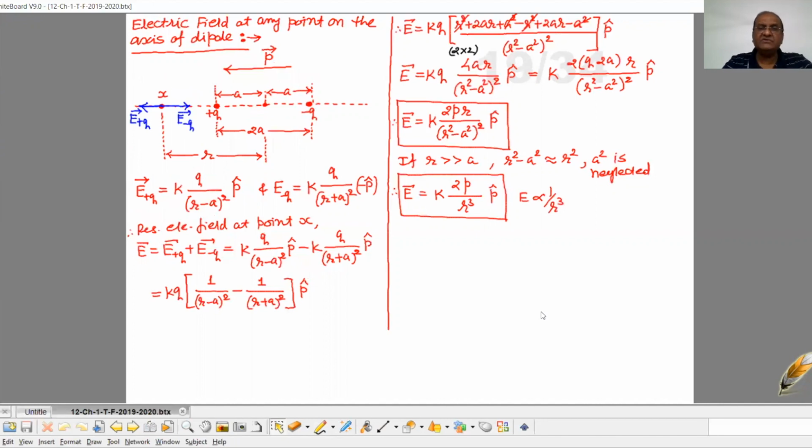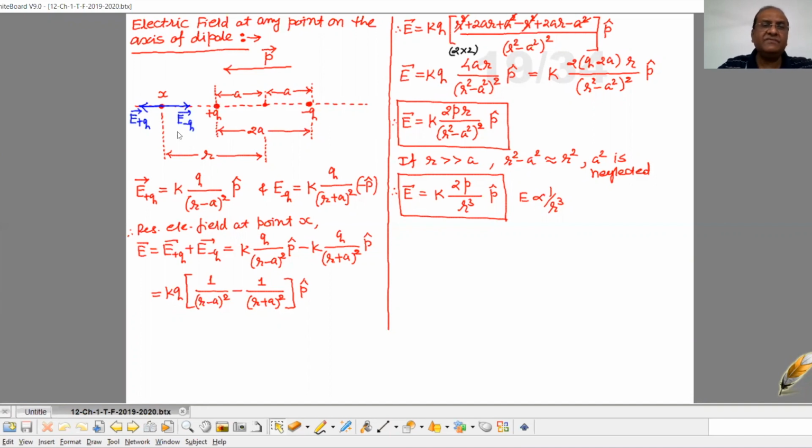of the dipole as well as on the equatorial line of the dipole. Okay. Now see, first, electric field at any point on the axis of the dipole. Now suppose as shown in the figure, we take a dipole. Now the axis of the dipole, that is the axis passing through both the charges, or that is coinciding with the line joining these two charges.